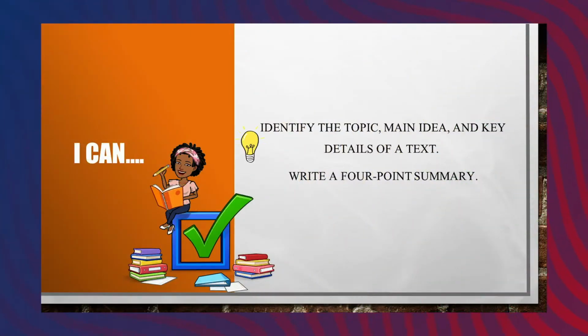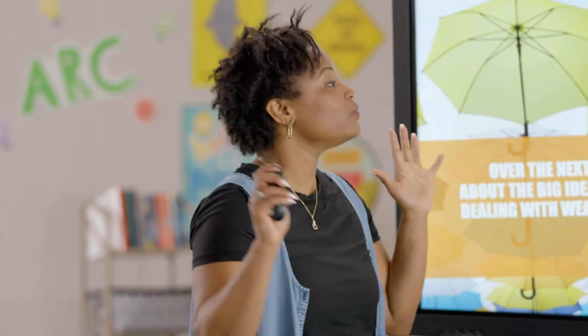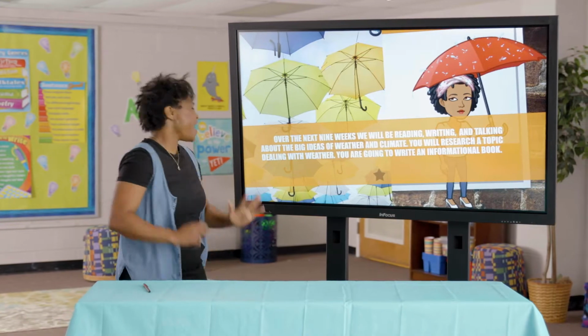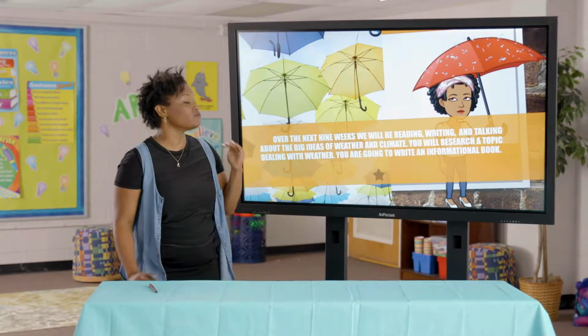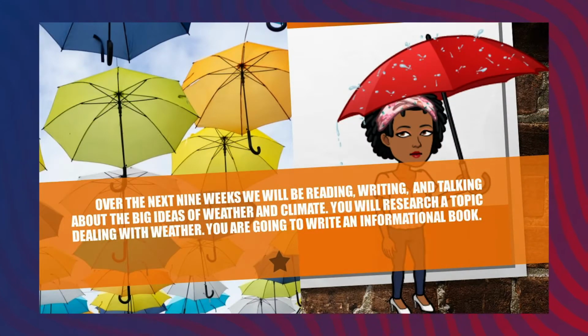Today, you will be able to identify the topic, main idea, and key details of a text. You'll also be able to write a 4-point summary. Now remember, over the next 9 weeks, we will be reading, writing, and talking about the big ideas of weather and climate. You will research a topic dealing with weather, and you're going to be able to write an informational book. I know, you'll be an informational author.